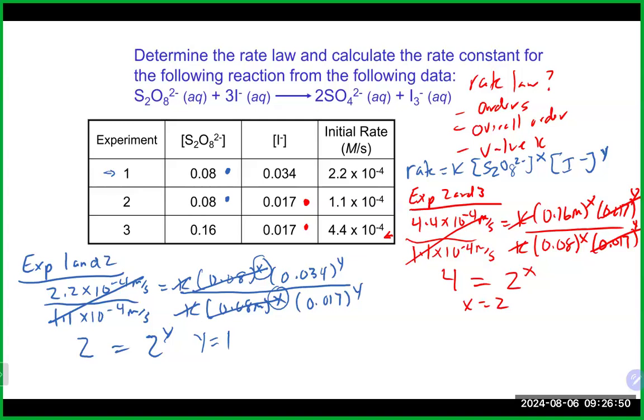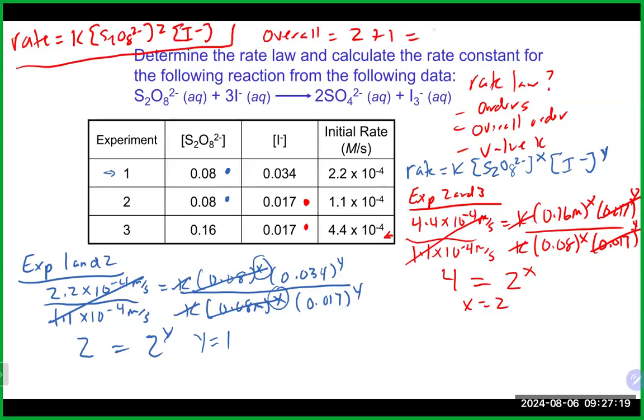Any questions on that? Now that we have that, we could actually write our completed rate law, which is the rate is equal to K times our S2O8 2 minus, that was to the second order, X, and our I minus to our first order. That would be our completed rate law with the orders. The overall order of this reaction would be just adding those orders together. So 2 plus 1 would give us a third order reaction in this particular case. Any questions on that?